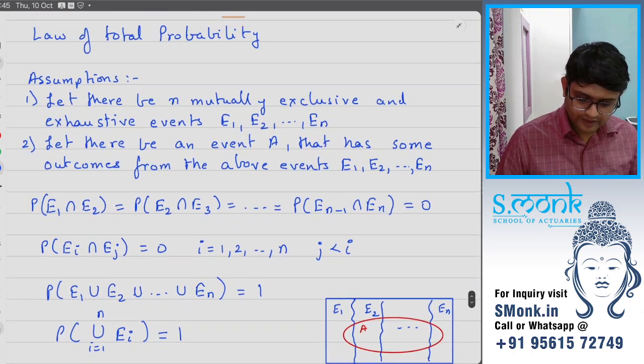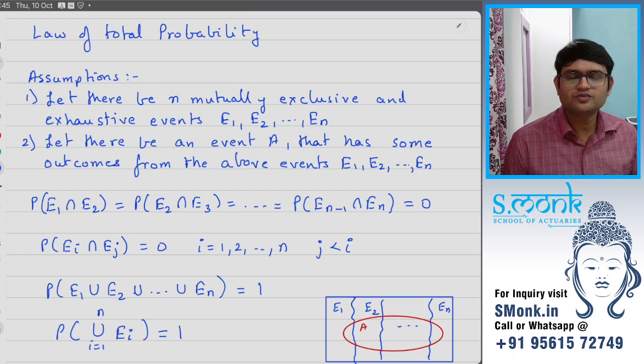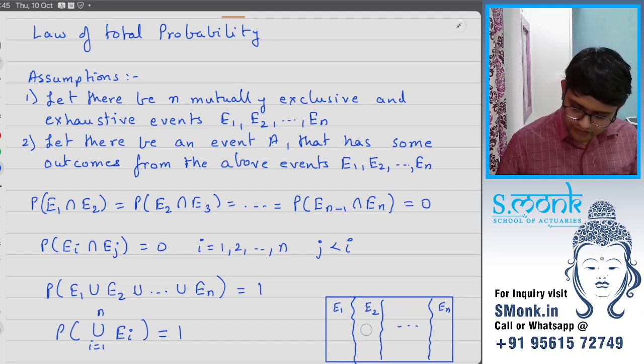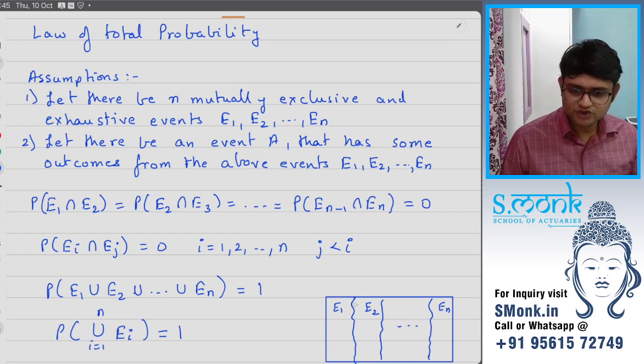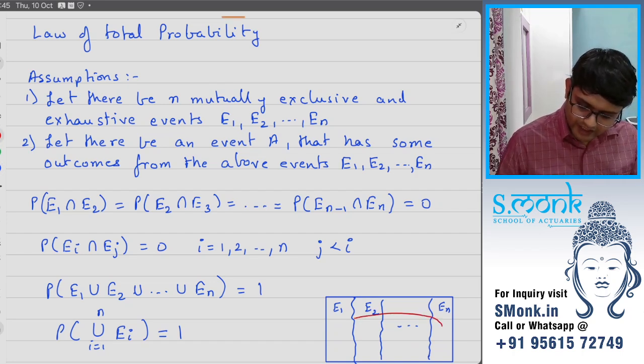Law of total probability. In law of total probability, we said we have n events that are mutually exclusive and exhaustive events. That is why I draw this. I said they are mutually exclusive. That means there is nothing in common between them. And they are exhaustive. That means together they will make up the whole universal set. And then there will be an event A such that it takes some outcomes from these events.